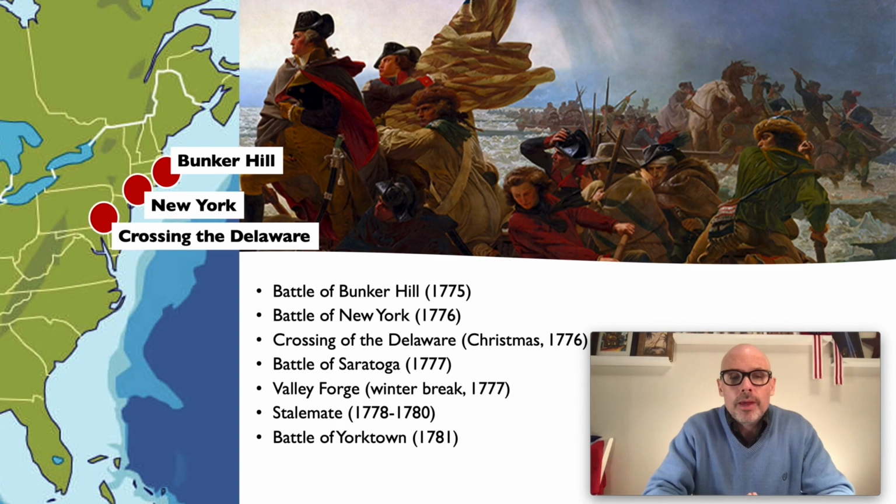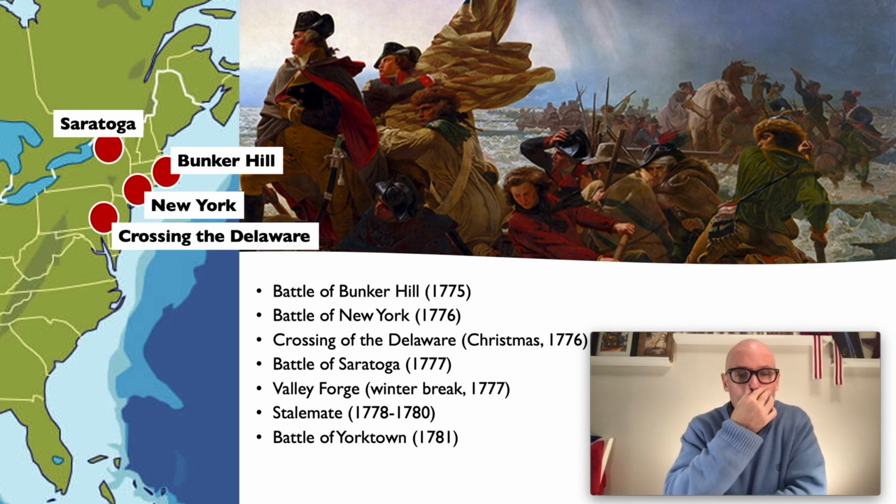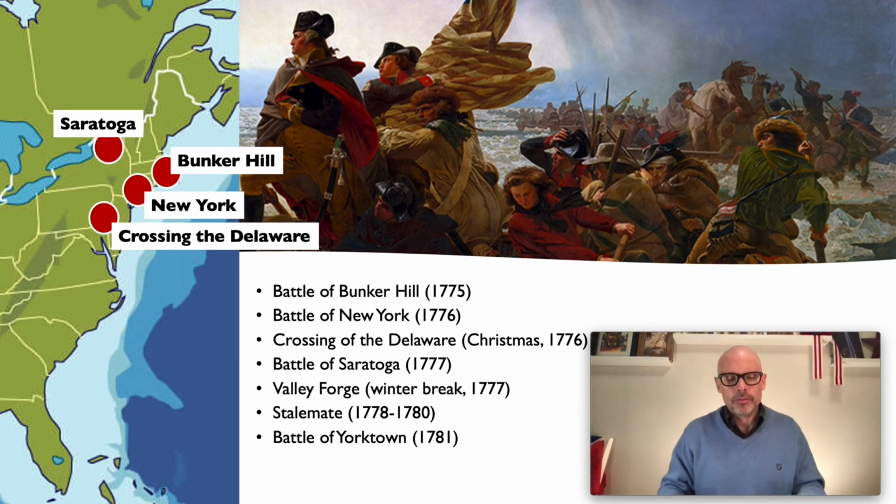Now, the big victory, though, is going to come in Saratoga in upstate New York. So in Saratoga, in 1777, there was just another battle. It's going to be a major battle, but it's the first major battle or victory for the Americans. The one after crossing the Delaware and Trenton was just a small one, but this is the first major one. And what happened? Basically, they won because, again, the British arrogance.